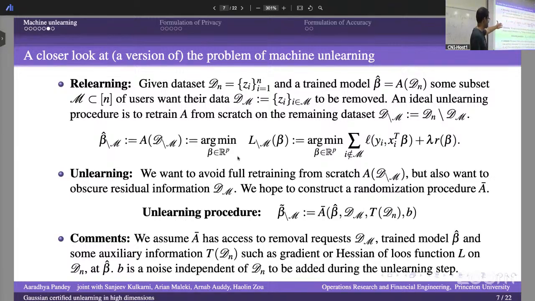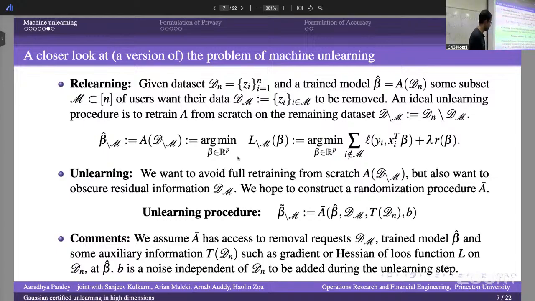And in that case, it is clear that it does not have any influence of the data points that were asked to be removed. Okay, so this is the ideal thing. But again, the problem is that every time someone asks to remove my data, finding this optimization in an algorithmic sense is very difficult. So this is not really feasible. Okay. So we need a way around, and that's where this thing called an unlearning procedure appears.